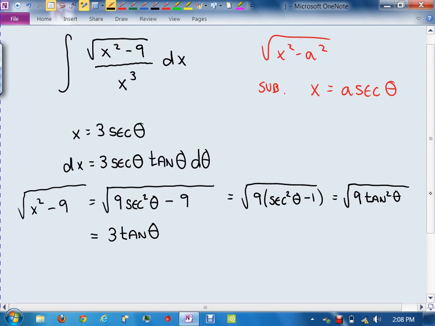I think I'm ready to rewrite the integral. Y'all ready? Are you going to be able to tell me what this part is? The square root of x squared minus 9? That's 3 tangent theta. How about dx? 3 secant theta tangent theta d theta. But what about the x cubed? 27 secant cubed. Yeah, you have to cube this x right there. So 3 cubed is 27, and secant cubed theta.